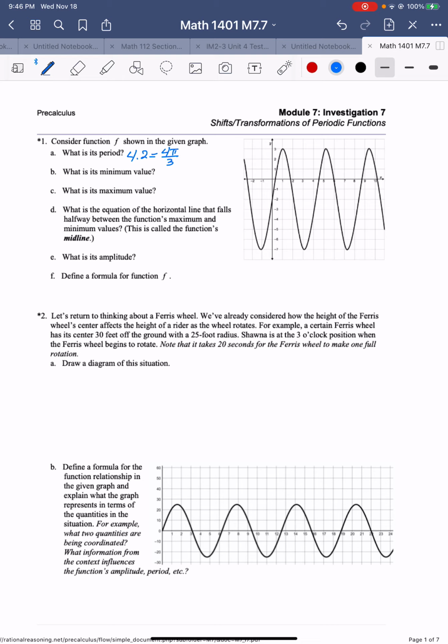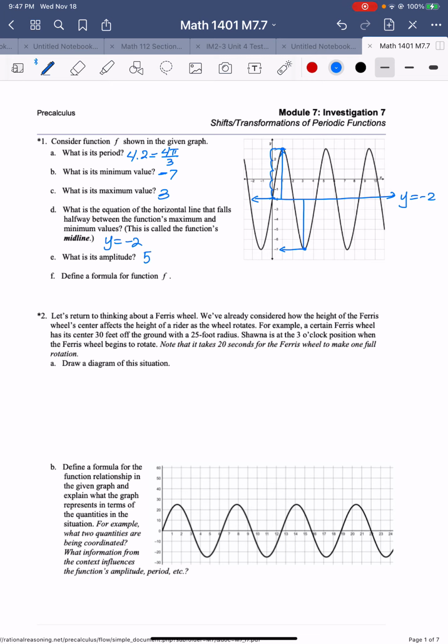And the minimum value, which is the lowest place, is this place, which you can tell is -7. And then the maximum value is the highest place, which is here, which is 3. The middle line is the halfway point of the graph, which is about here, y equals -2. So the half line is y = -2. Amplitude is from the half line to the maximum or minimum place, how far it goes up and how far it goes down. So from here, 1, 2, 3, 4, 5.